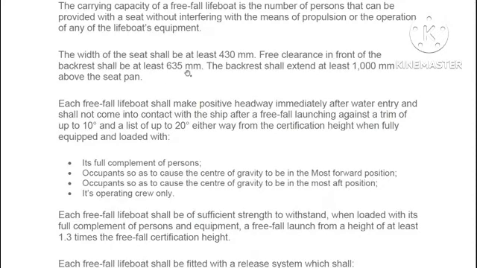The width of the seat shall be at least 430 mm. Free clearance in front of the backrest shall be 635. So backrest where your back can lie, 1000 mm. Each freefall lifeboat shall make positive headway immediately after water entry and shall not come into contact with the ship after a freefall launching against a trim of 10 degrees and a list of 20 degrees. With its full complement of persons, occupants so as to cause the center of gravity to be in the most forward position, occupants so as to cause the center of gravity to be in the most aft position, and its operating crew.